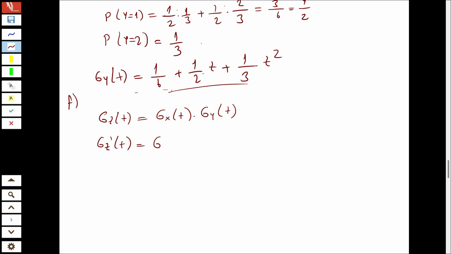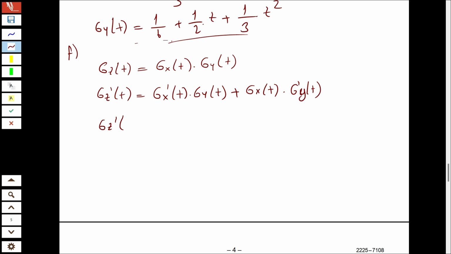First, we'll find the derivative of the first function times the second function, plus the first one times the derivative of the second function. We're going to replace t with 1, which will give us the expected value of z. We will find these values, right?